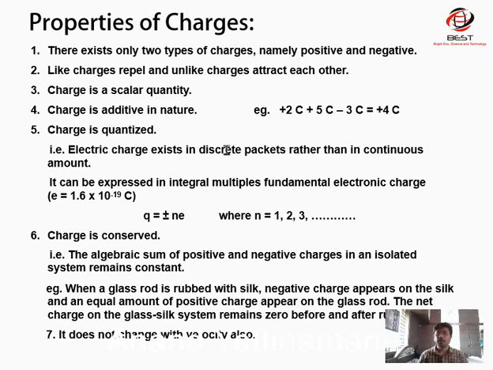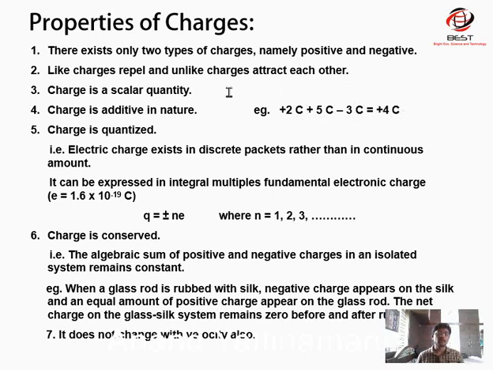And then the next property of charge is that it is additive in nature. That means if we have a charge of 2 coulomb, another charge of 5 coulomb, and another charge of minus 3 coulomb on a body, then the net charge on the body can be easily calculated by just adding these charges. For example, 2 coulomb, 5 coulomb, minus 3 coulomb. If I add all these, we get 4 coulomb.